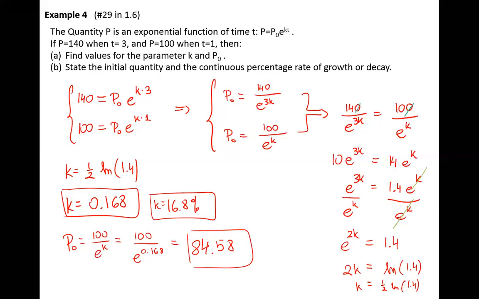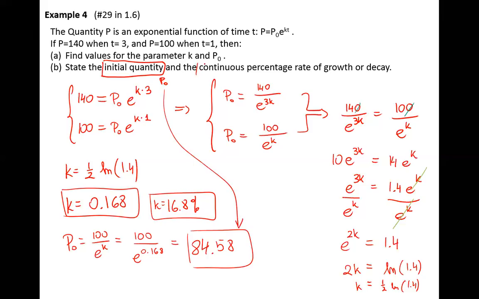Look at what they're asking. State the initial quantity. Do you see the answer on the screen? Theoretically, part A and B are exactly the same; they're asking for the same things. What's the initial quantity? Yes, thank you. The initial quantity is simply P sub 0, which I did compute.